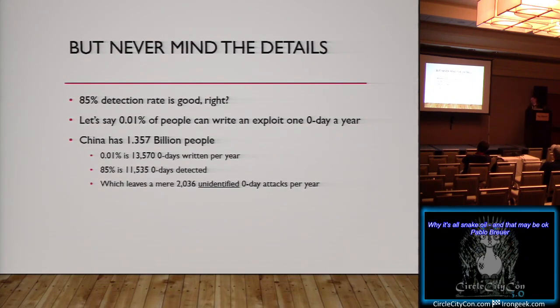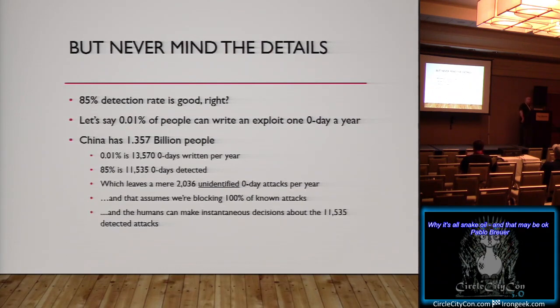And oh, by the way, there's some other assumptions there. We're assuming that we're actually going to be able to block instantaneously 100% of the attacks. And since the machine is sending it to human operators, those human operators are going to make that decision instantaneously, and they're always going to be right. So 85%, not so good. Really not so good.